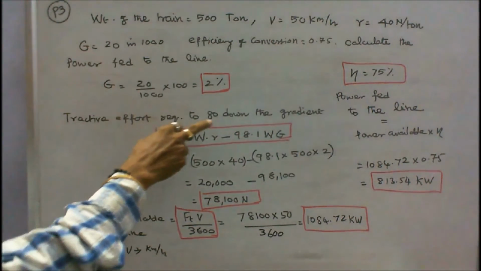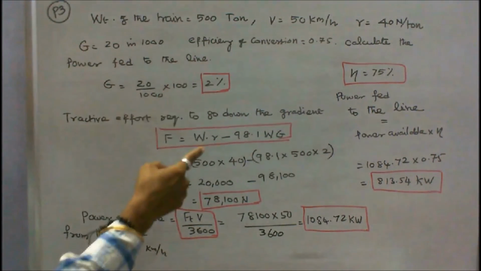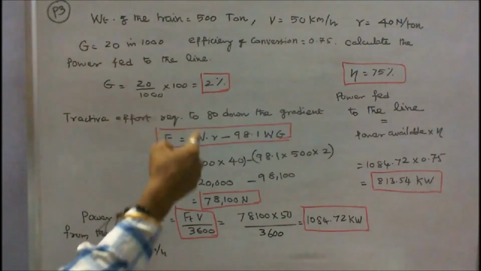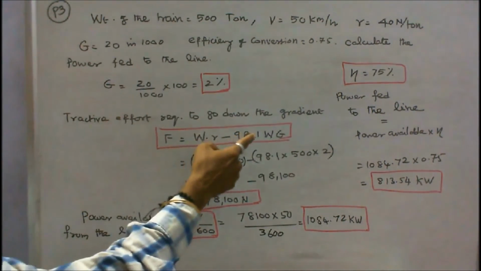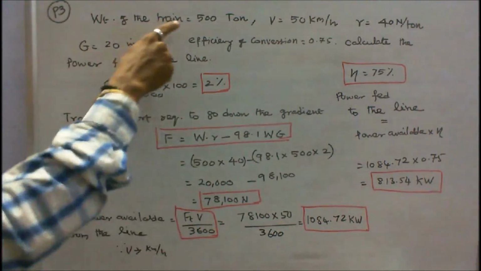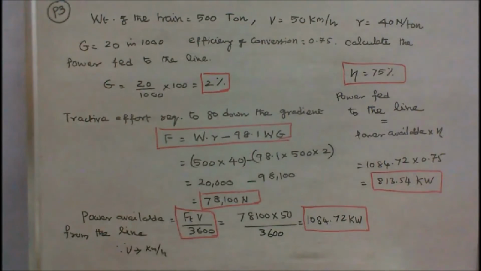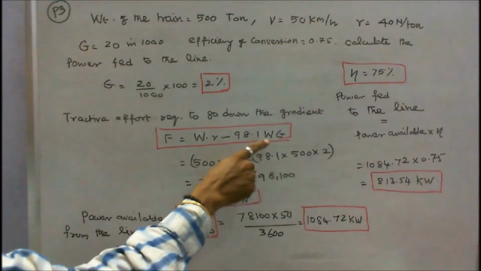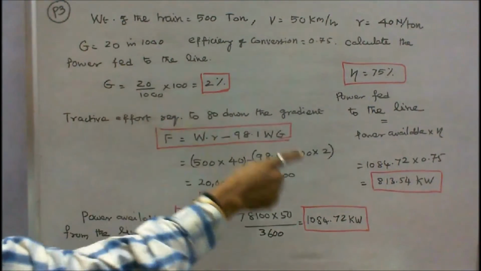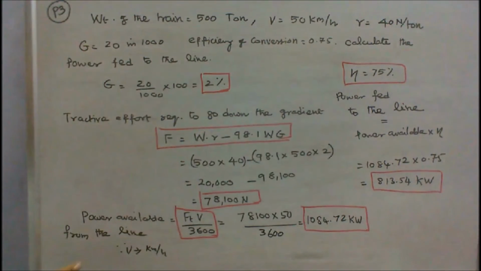Tractive effort required to go down the gradient is F is equal to W into R, that is dead weight into tractive resistance, minus, since this is down gradient, 98.1 into W into G. We know all the values. Here dead weight is 500, R is given as 40 Newton per ton, 40 minus 98.1 into W 500 into gradient 2. So we will get tractive effort required to go down the gradient equal to 78,100 newtons.